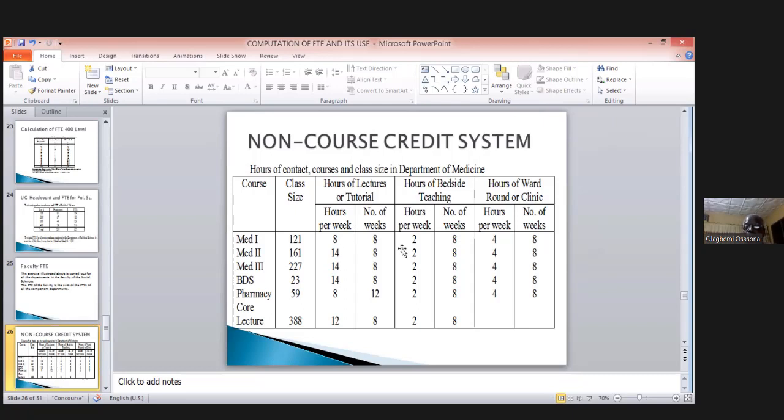But when you get to bedside teaching, it's like practical, which I said should be 1 hour of lecture is equivalent to 3 hours of practical. So by the time you look at 8 weeks, you convert it to semester, which is 8 over 15, but you also divide by 3 to convert it to lecture hours.